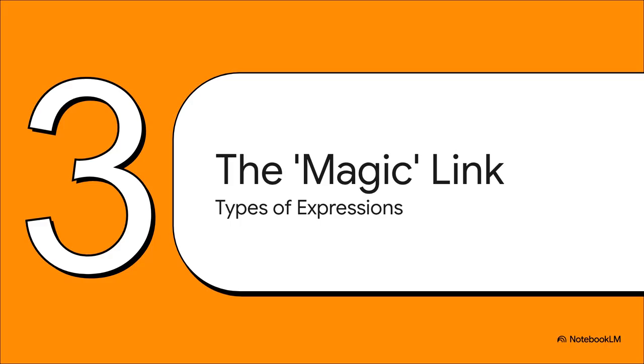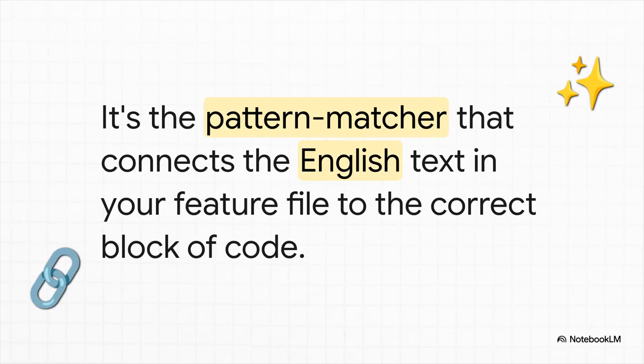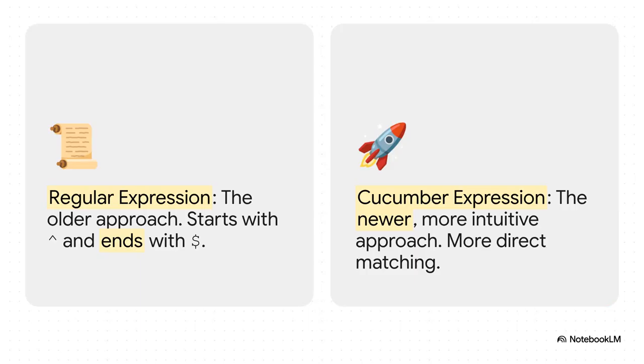But how does that link actually get made? Well, the magic is in that expression I mentioned. It's the pattern matcher that does all the heavy lifting, and it really comes in two main flavors. You can think of the expression as a translator. Its one and only job is to read the text in your feature file and then go find the exact piece of code it's supposed to run. When it finds that match, it pulls the trigger. It's basically a matchmaker for your tests. So the two types are regular expressions and Cucumber expressions.